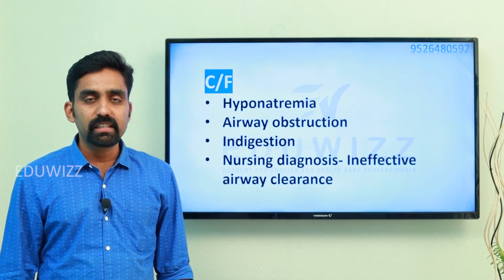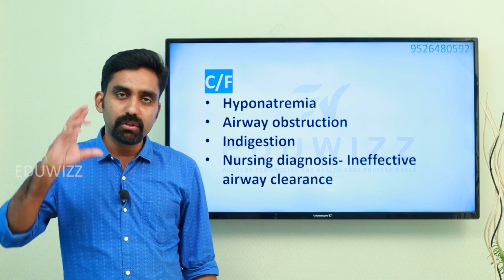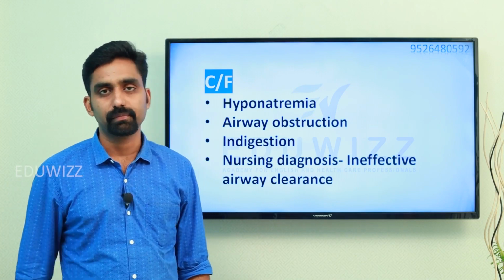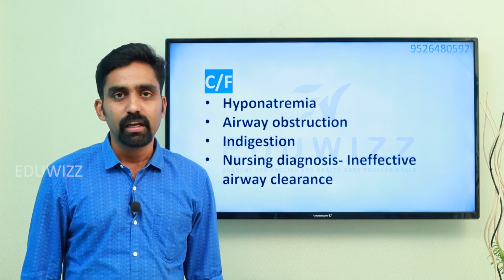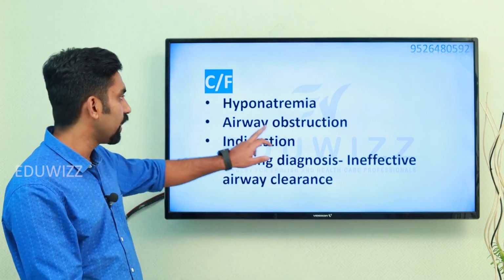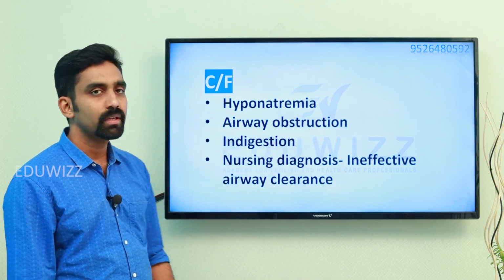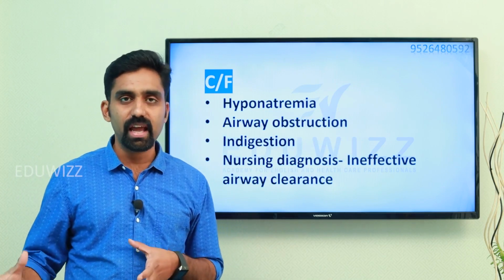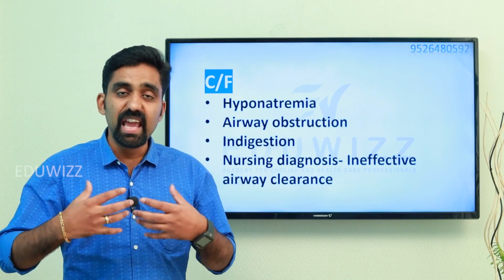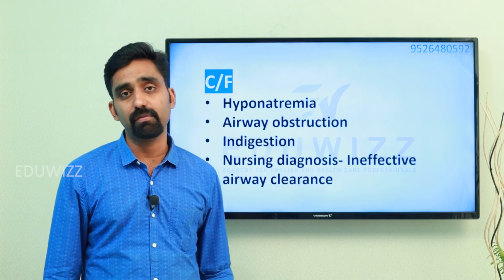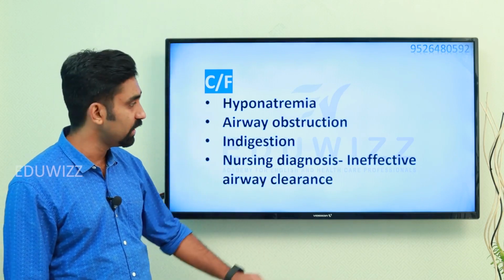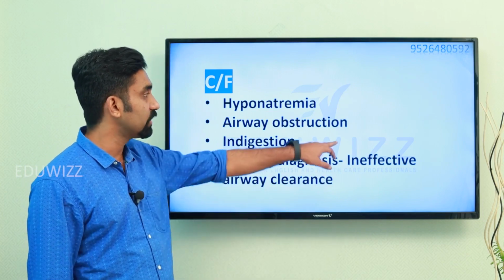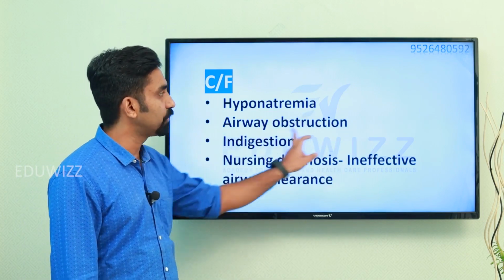The priority nursing diagnosis: when you are setting the nursing diagnosis, you should give first emphasis on the airway. Airway related feature we have already mentioned, airway obstruction. If a patient is having airway obstruction, his airway clearance will be ineffective, obviously. So the nursing diagnosis for a cystic fibrosis patient is ineffective airway clearance due to this airway obstruction.